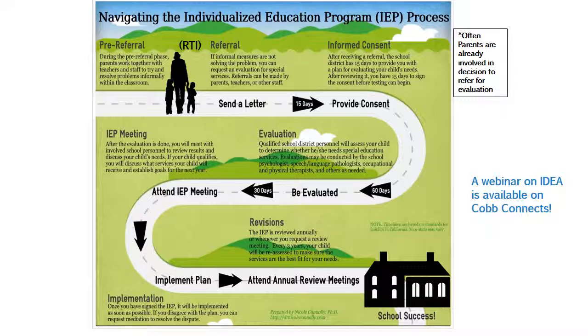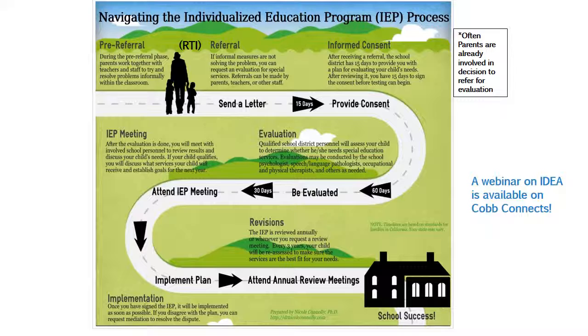Here we have just a pathway that tells you about navigating the individualized education program process. It starts with pre-referral and goes all the way through the end of the year when a student has received IEP services for a whole year. And this is important to think of because it points out that there's a pathway.